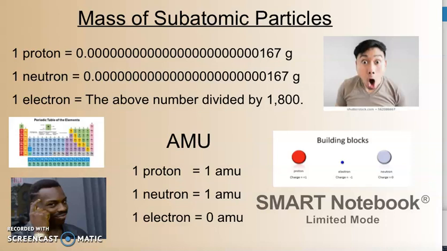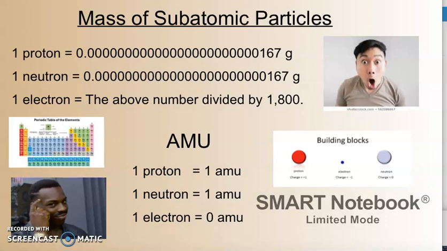Hey, this is Mr. Mitchell with another video about these subatomic particles and what they have to do with the periodic table. So we mentioned that protons, neutrons, and electrons are building blocks of atoms, which are building blocks of elements, which are building blocks of the everyday compounds that we see.